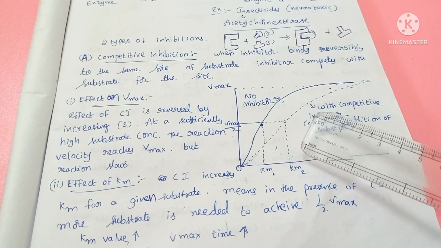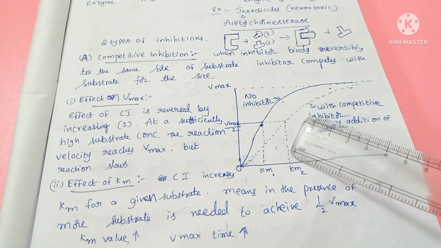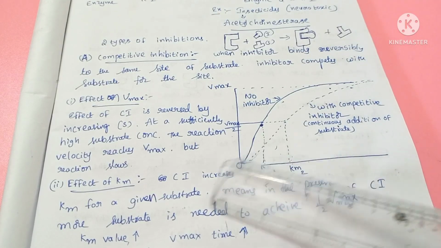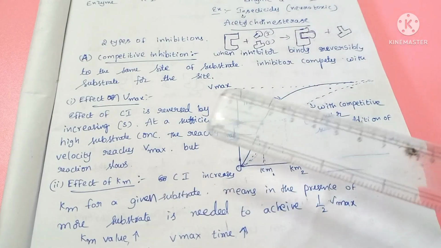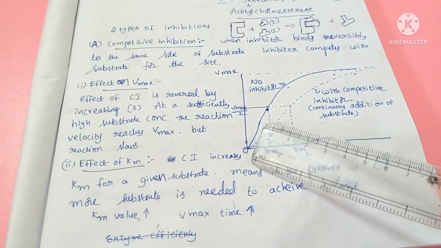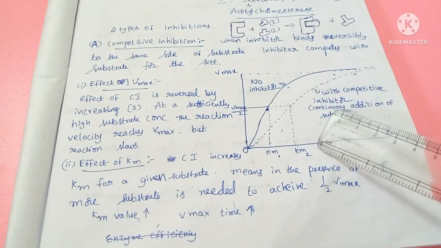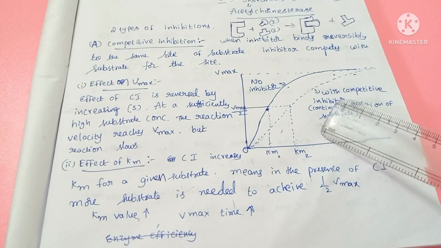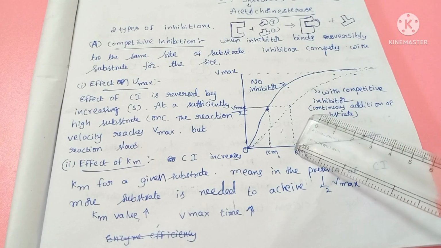So what is the effect of competitive inhibitor on Vmax? The reaction will be slow. The reaction will be slowed down. Here, half Vmax. Now we'll see what is the effect of competitive inhibitor on Km.